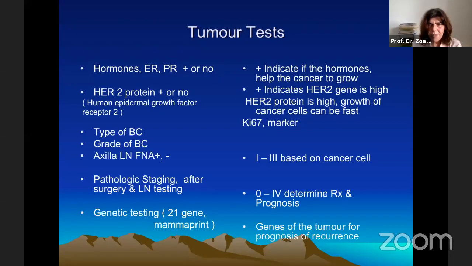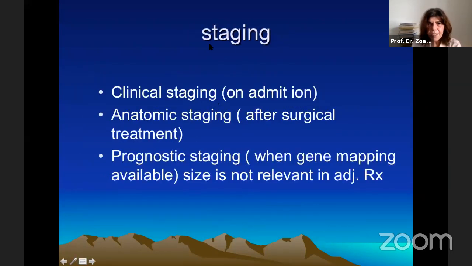Now, as you will see following this slide, the staging: clinical stage, anatomic stage. Anatomic stage was up to a few years back, where we had the Nottingham Prognostic Index. This is a type of anatomic staging, and this is only given after surgery because you have to put the number of positive lymph nodes you have. So all the anatomic staging is given after surgical treatment.